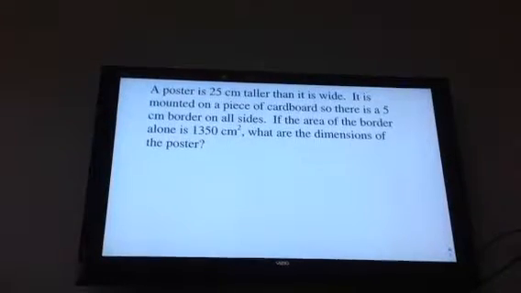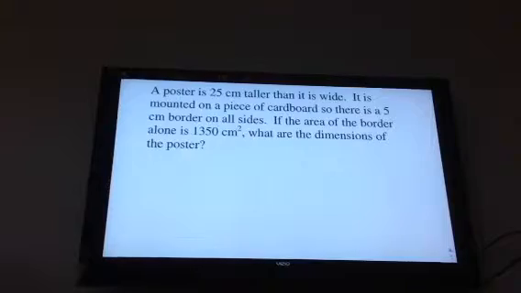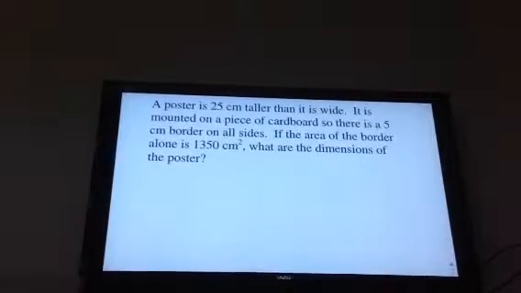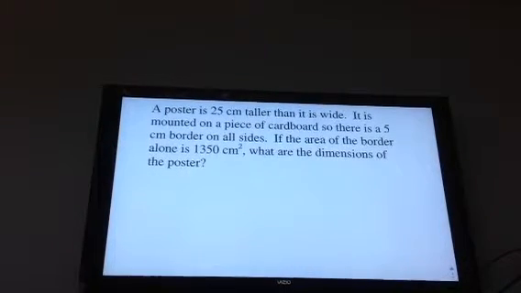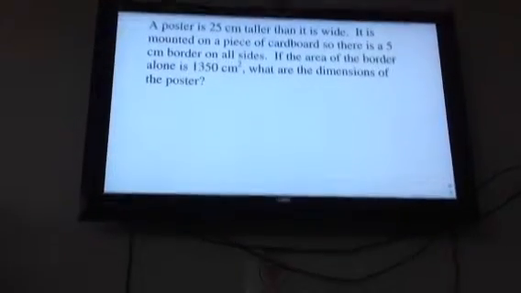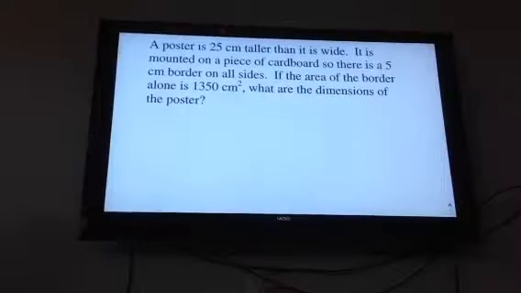Okay, it says a poster is 25 centimeters taller than it is wide. It is mounted on a piece of cardboard, so there is a 5-centimeter border on all sides. If the area of the border alone is 1,350, what are the dimensions of the poster?